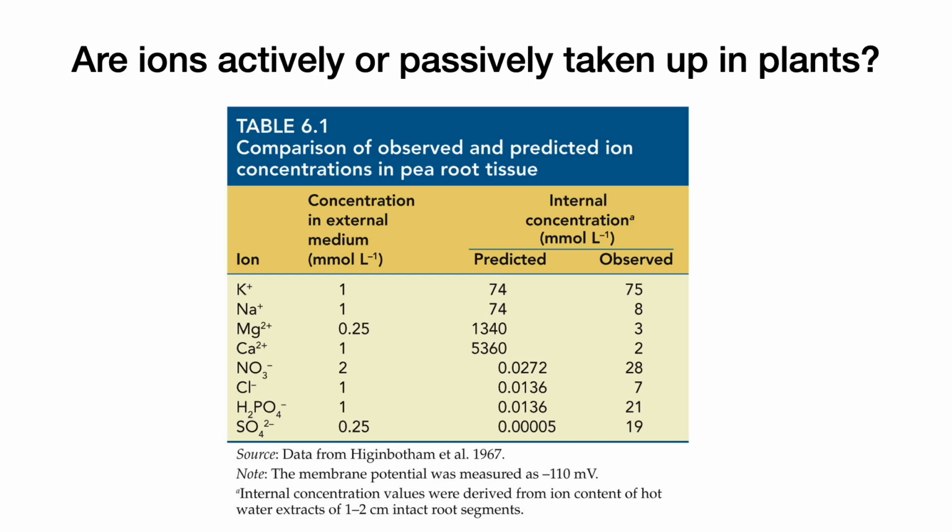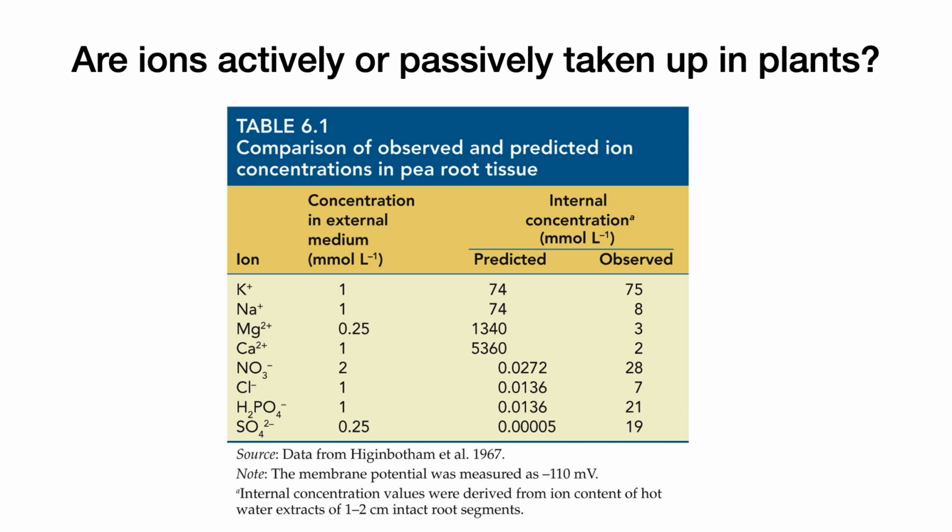Magnesium was at 0.25 millimolar, and therefore with a +2 charge, it had a much higher predicted concentration of 1,340, which is extremely high and would probably kill the cell. And the actual observed concentration was 3. So again, there's a strong driving force for passive uptake of magnesium.